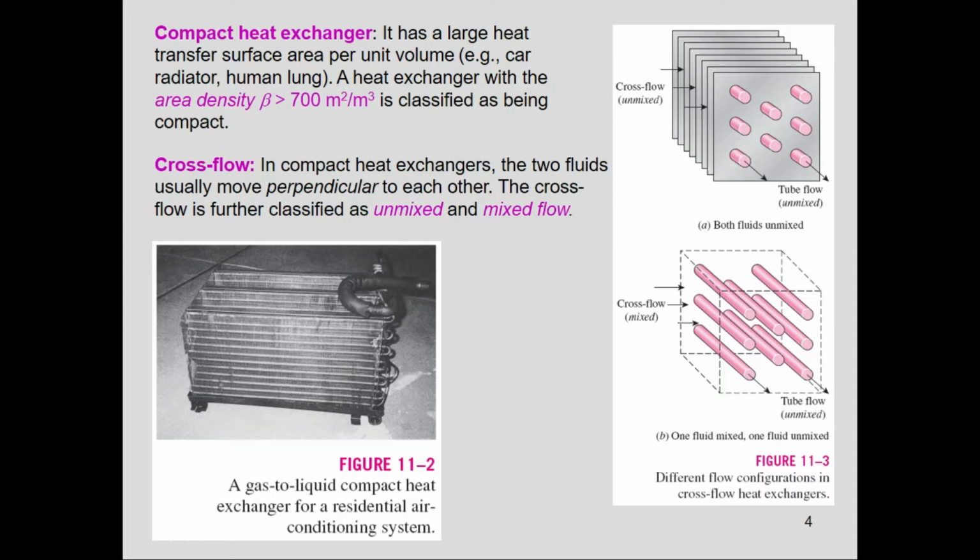In that example, the area density is 100 meter square per meter cube, and for the regenerator of a Stirling engine, this area density is 15,000 meter square per meter cube. And for the human lungs, this beta value is nearly equal to 20,000 meter square per meter cube.